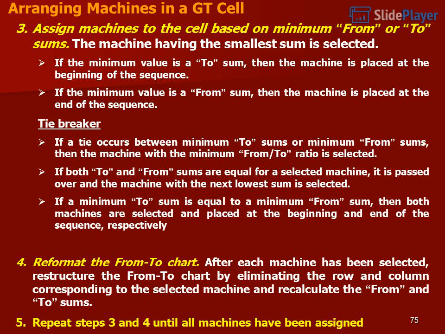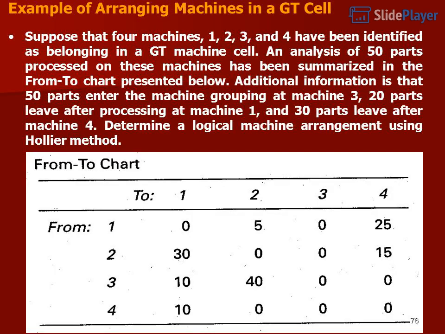If a minimum to sum is equal to a minimum from sum, then both machines are selected and placed at the beginning and end of the sequence, respectively. Reformat the from-to chart. After each machine has been selected, restructure the from-to chart by eliminating the row and column corresponding to the selected machine and recalculate the from and to sums. Repeat steps 3 and 4 until all machines have been assigned. Example of arranging machines in a GT cell.